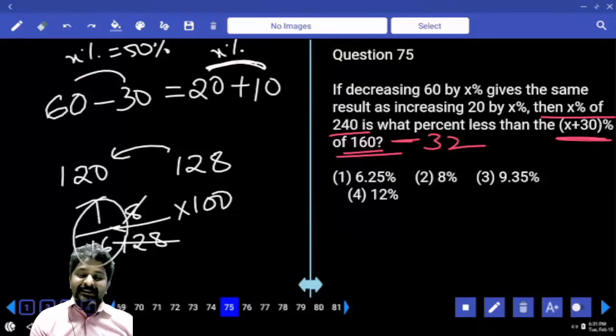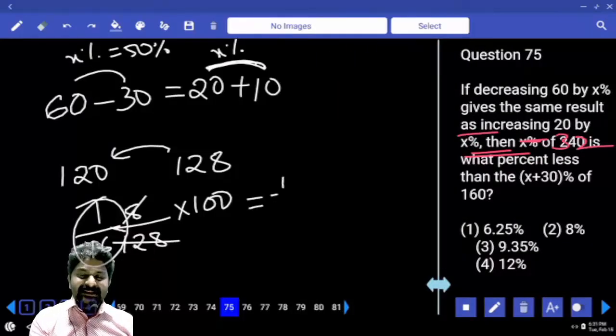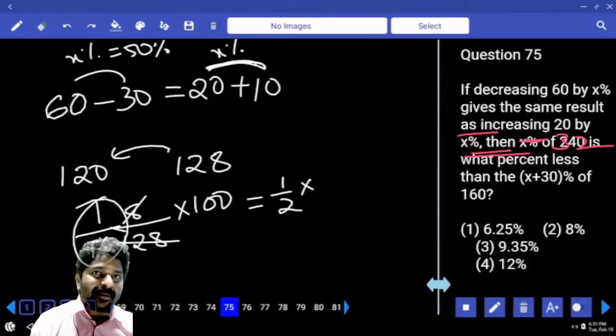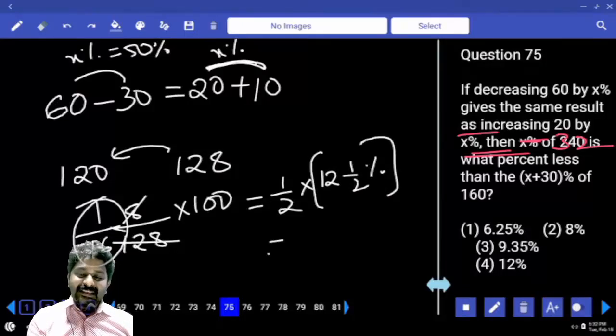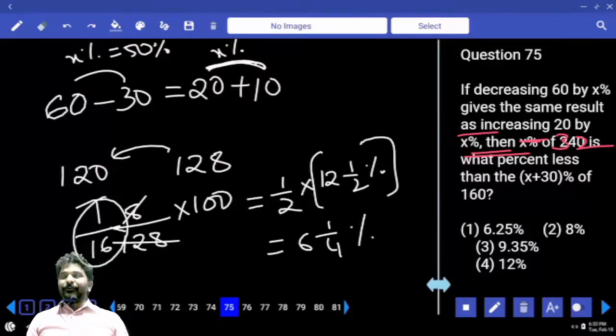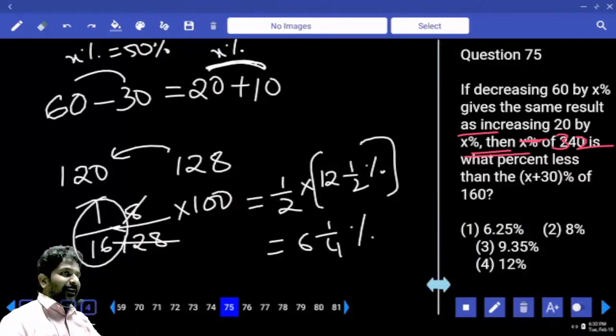8 by 128 is 1 by 16. Can I write 1 by 16 as 1 by 2 into 1 by 8? You know 1 by 8 is equal to 12.5%, correct? Half of this is equal to 6 1 by 4% only. 6 1 by 4%, first option, 6.25, final answer.